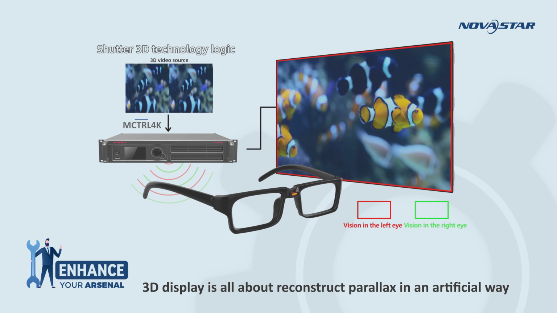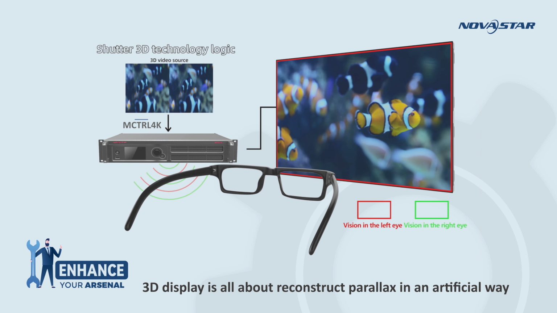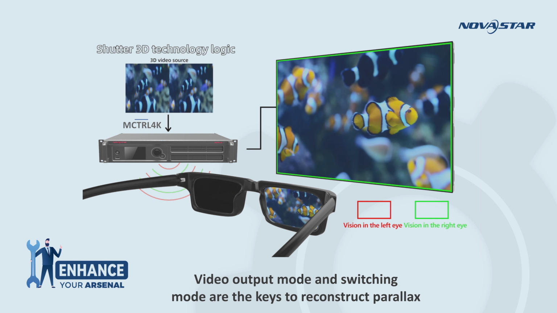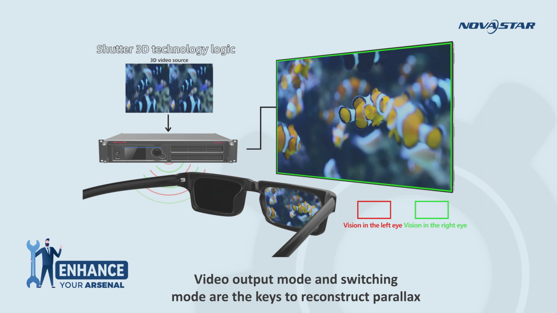3D display is all about reconstructing parallax in an artificial way. Video output mode and switch mode are the keys to reconstructing parallax.